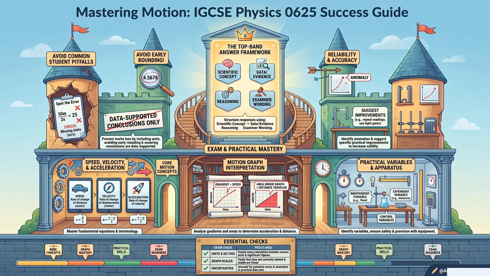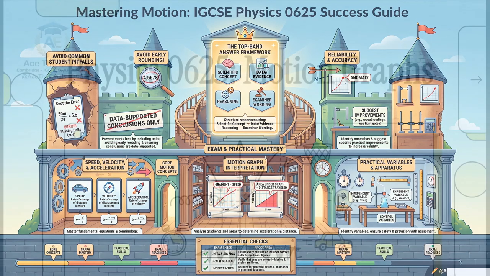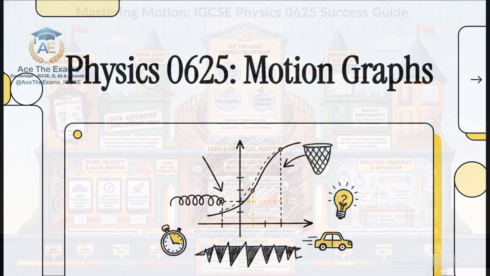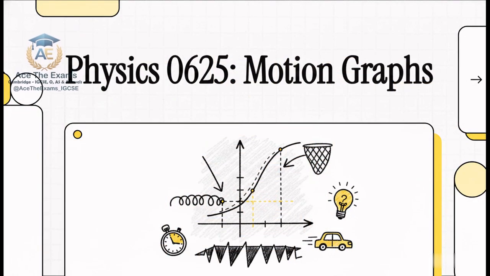Every single year, thousands of students literally drop an entire grade boundary in Cambridge IGCSE Physics 0625. And the crazy part? It is not because they don't understand the underlying physics. It's because they fall straight into the examiner's trap on motion graphs. Well, today in this explainer, we are completely dismantling that trap.